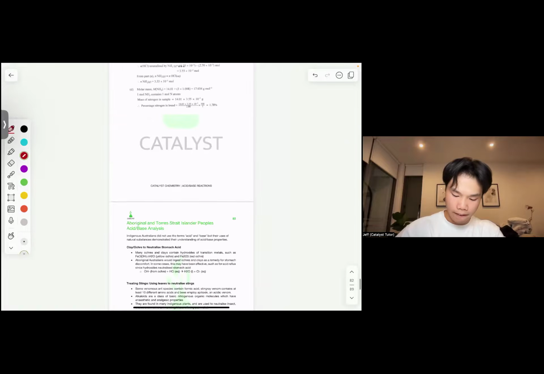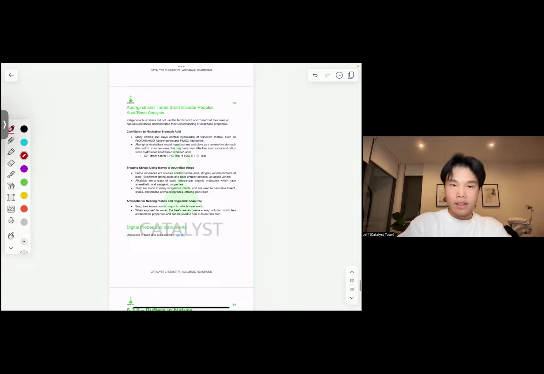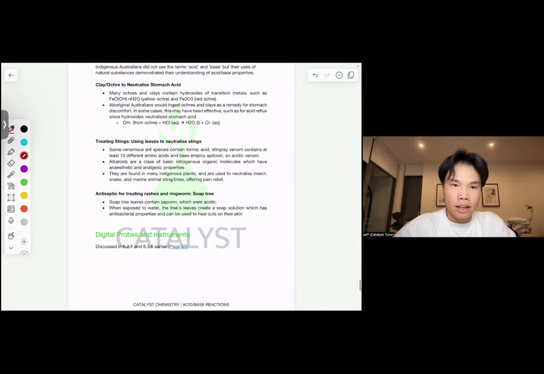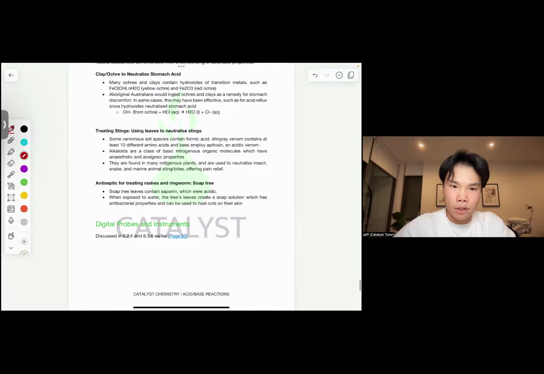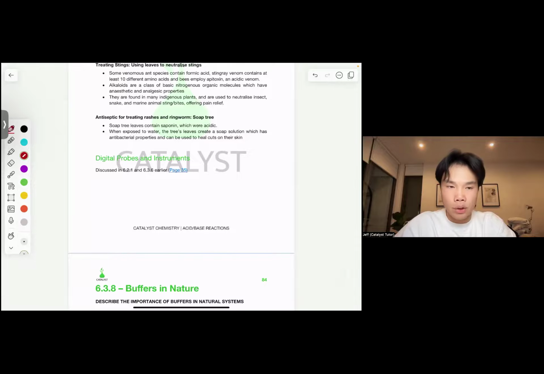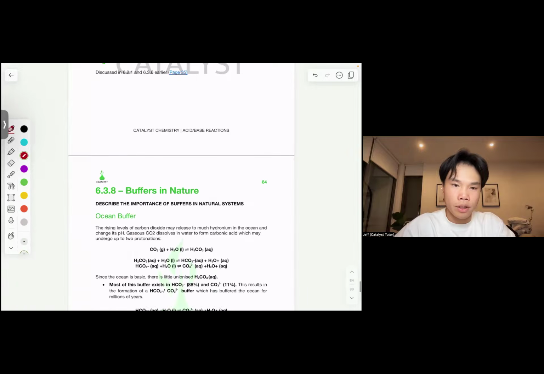There's also the Aboriginal and Torres Strait Islander people acid-base analysis. So you should know that they were able to use clay and ochre as an antacid the same way that we have used it in modern medicine. They can use leaves to neutralize stings, and as an antiseptic for treating rashes and ringworm. Digital probes and instruments we talked about much earlier, so don't need to double it up here.